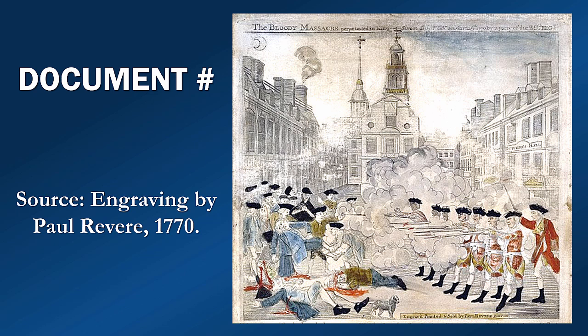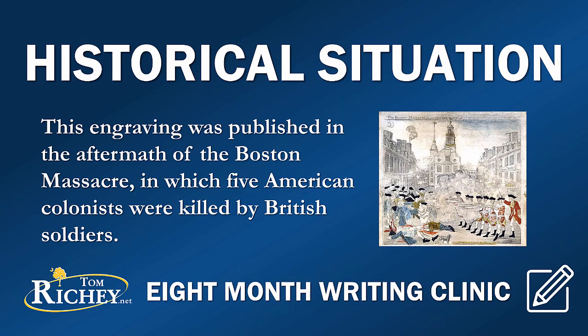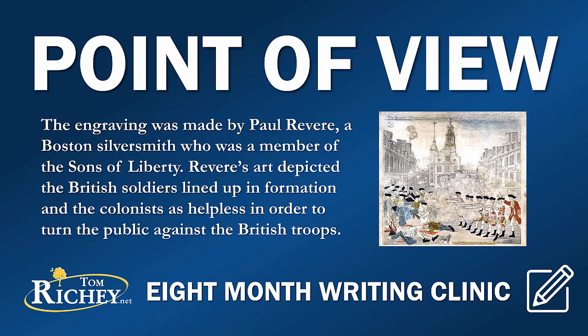So as far as this document here, if we wanted to go into the point of view, situation, audience, or purpose, then what we would do here, first of all, we could go into the historical situation. This engraving was published in the aftermath of the Boston Massacre, in which 5 American colonists were killed by British soldiers. So we're giving some background here. Point of view. The engraving was made by Paul Revere, a Boston silversmith who was a member of the Sons of Liberty. Revere's art depicted the British soldiers lined up in formation and the colonists as helpless in order to turn the public against the British troops.